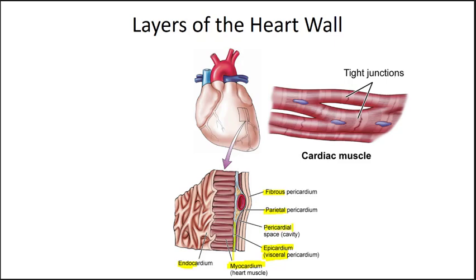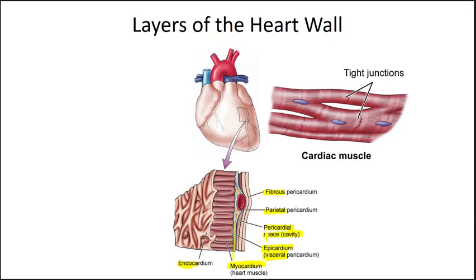The final point to make is that we have what's called a pericardial space, and all it is a space that exists between the visceral pericardium and the parietal pericardium, and so it's called a pericardial space, and it's a cavity, and it's there for a reason.